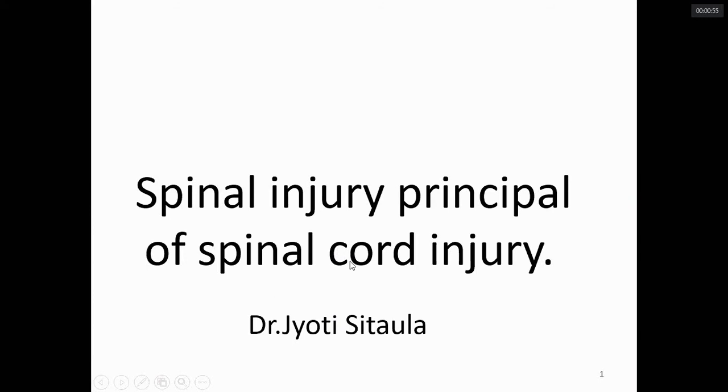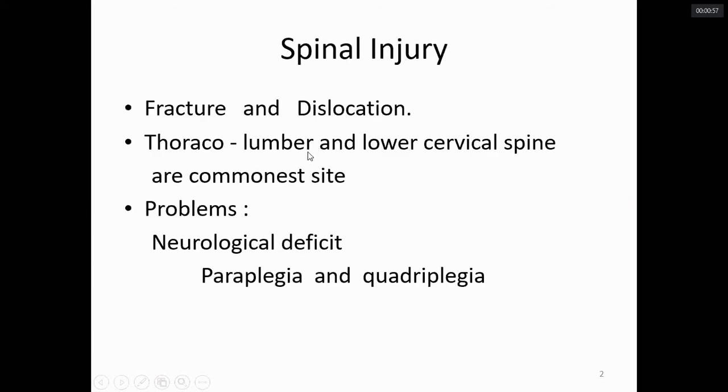Okay, talking about the principle of spinal injury, first you should know the anatomy of the spine as a whole, the vertebrae and the content like its spinal cord. You should know about that.